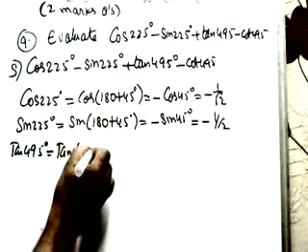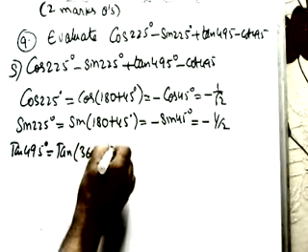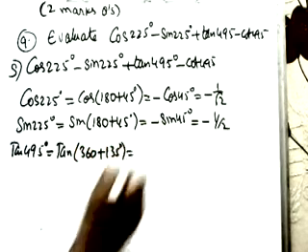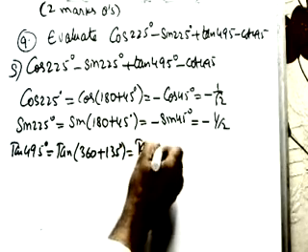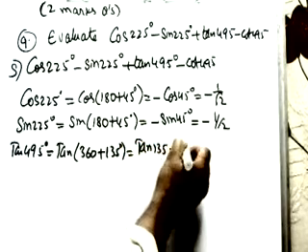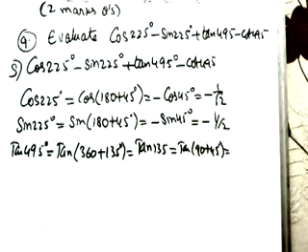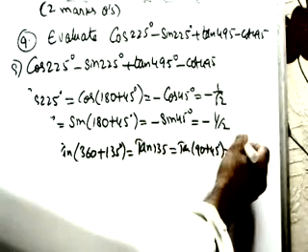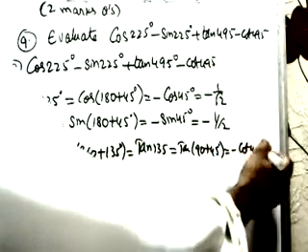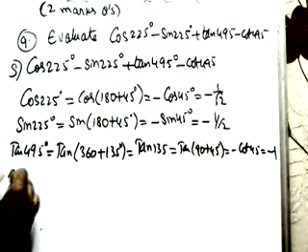Let me change this into 360. Tan 360 plus 45 is 90 plus 45, that is 135 degrees. Now tan 360 plus theta is tan 135. Now this can be written as tan 90 plus 45. This is in the second quadrant. So tan 90 plus theta is minus cot theta, so minus cot 45, which is minus 1.